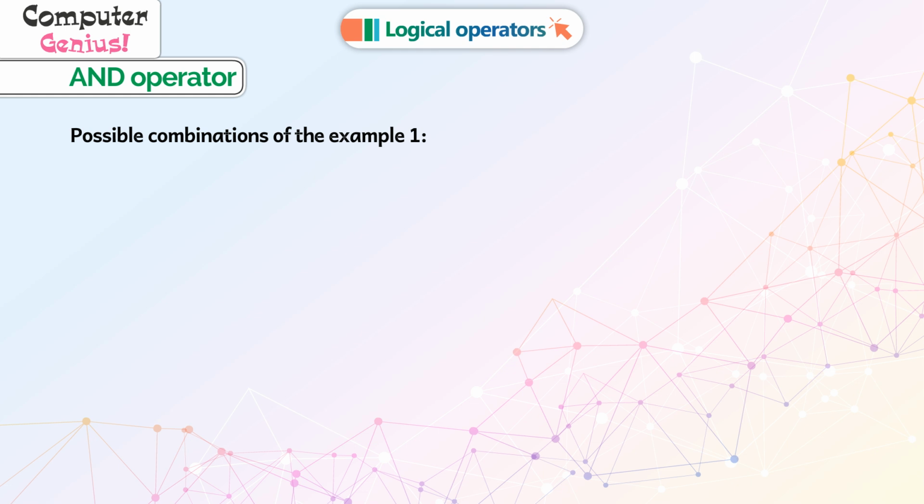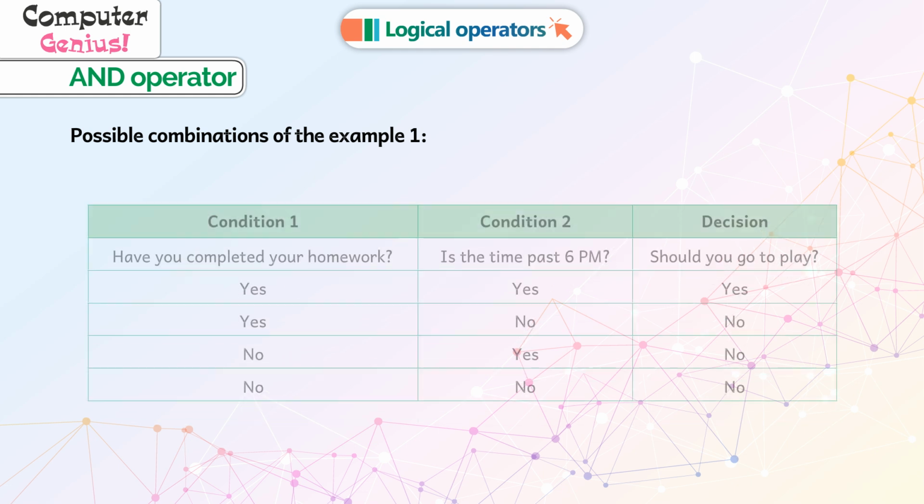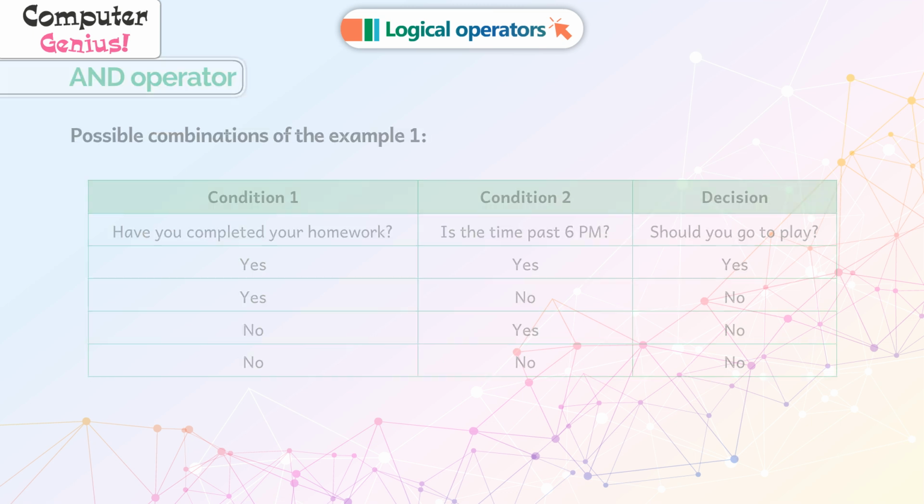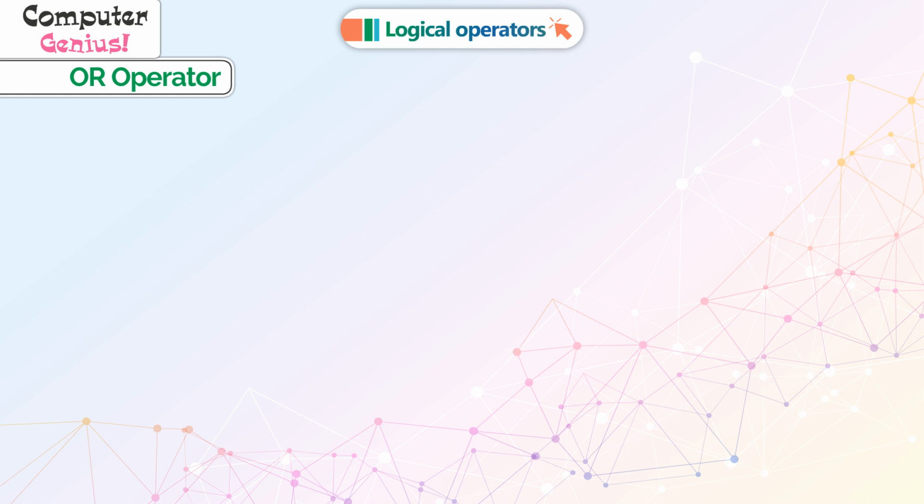Possible combinations of example 1. Condition 1. Have you completed your homework? Yes, yes, no, no. Condition 2. Is the time past 6 p.m.? Yes, no, yes, no. Decision. Should you go to play? Yes, no, no, no.